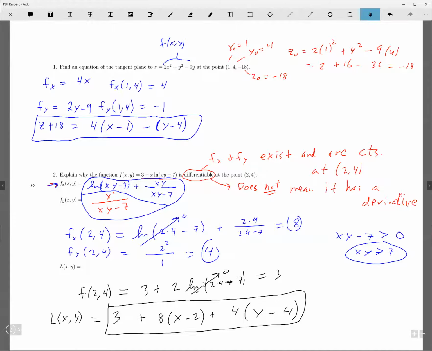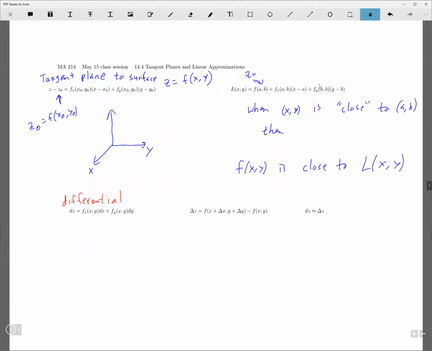Okay, so once again, this came from this formula here for the linearization. So the value at the point plus the partial with respect to x at the point times x minus the x coordinate, plus the partial of f with respect to y, evaluated at the point, times y minus the y value of the point.